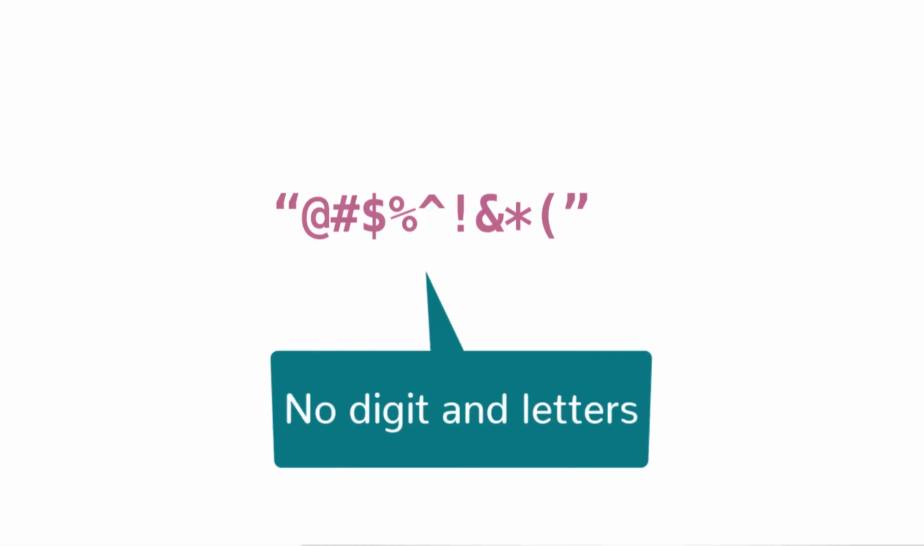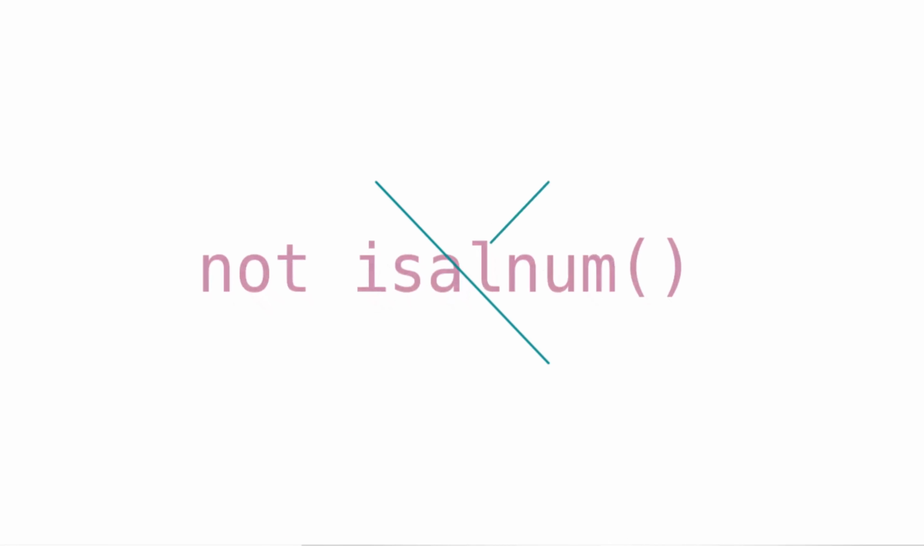Using not isalnum may seem like a way to check if there are no digits and letters, meaning only symbols. But that doesn't work. It can only check if there's only one symbol in a string. Let us take a look at how we can actually check if we have multiple symbols in our string, or possibly check if all we have are symbols.